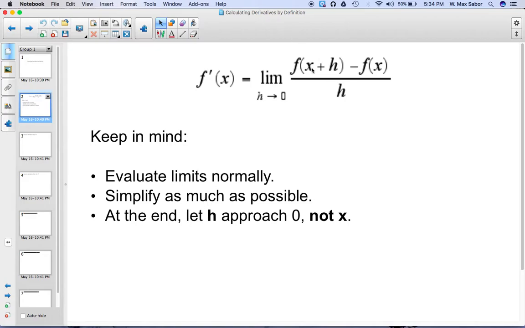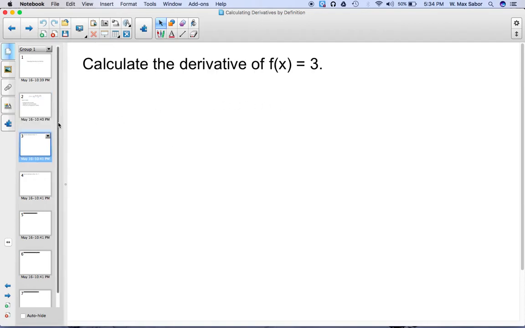And it's important to note that we have multiple variables in this. We have h and x. We're letting h approach 0, not x approaching 0. So, calculate the derivative of this.